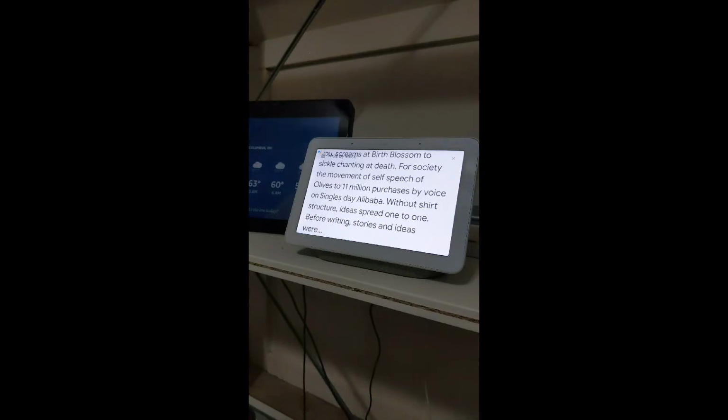In the beginning, there was the word. For you, screams at birth blossom to chanting at death. For society, the movement of self-speech, to 11 million purchases by voice on Singles Day on Alibaba. Without structure, ideas spread one-to-one. Before writing, stories and ideas were spread by the oral tradition. Master to apprentice, knowledge and ideas were passed.